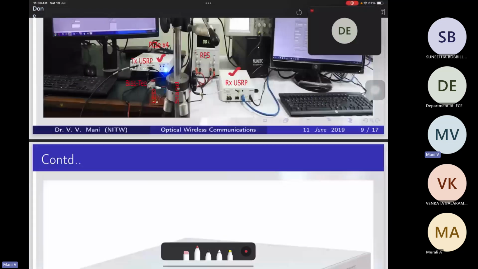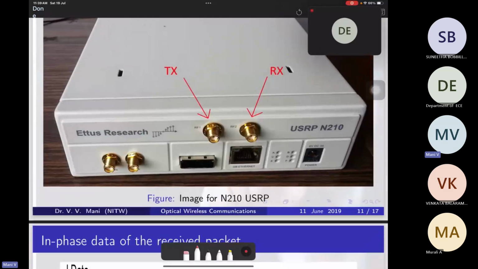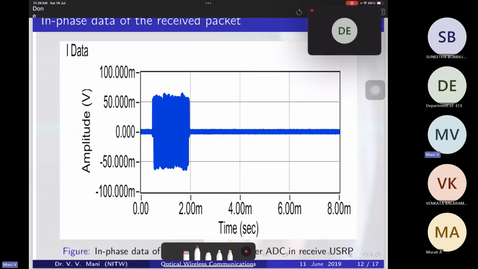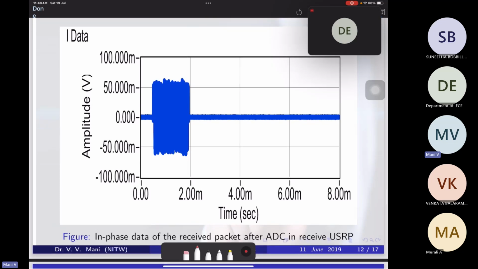So this is the experiment we conducted at our laboratory. So we could see how the output is coming of in-phase data and out-of-phase data. With a certain delay, the output is coming. Why is there a delay in output when you are receiving it? Can you guess?